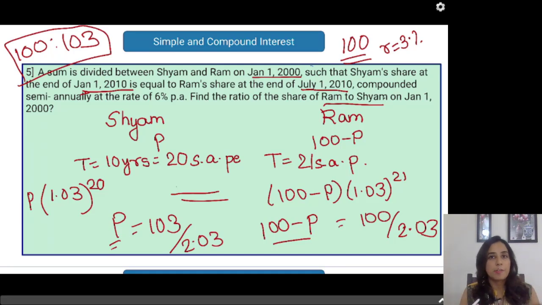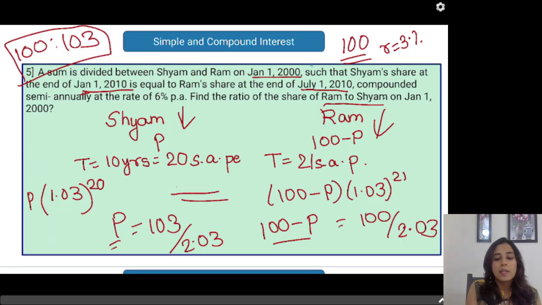However, guys, this is the traditional approach to this kind of problem, but there is a simpler approach in which you will get the answer within seconds. It is given that Sham's amount in 20 periods is equal to Ram's amount in 21 periods. So the difference between Sham and Ram is one period's amount. So you find out the one period amount, and you will get the ratio between Ram and Sham.